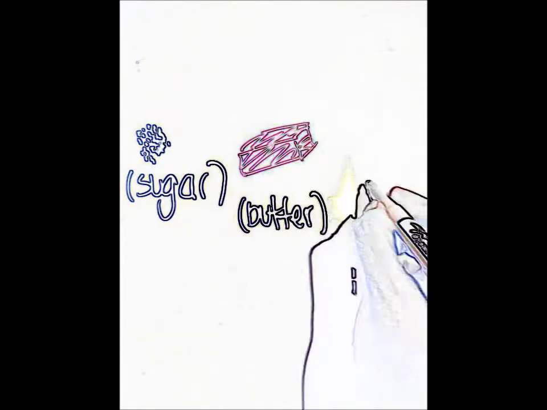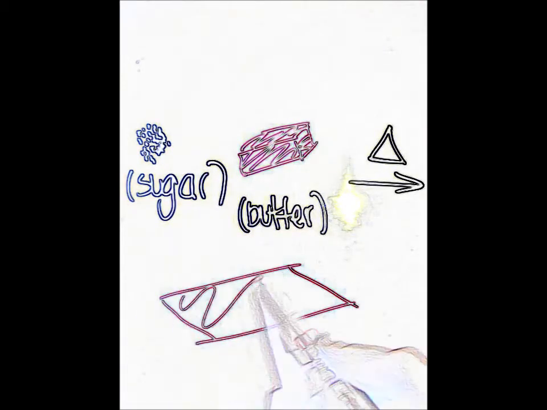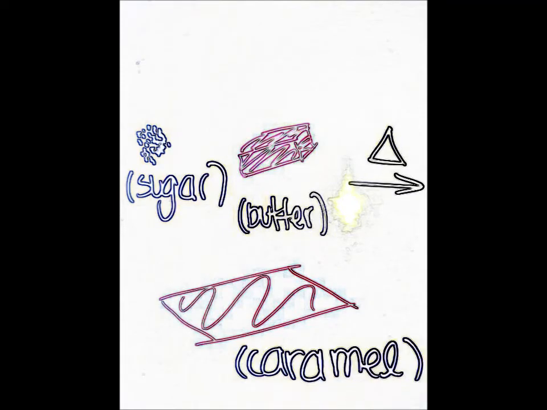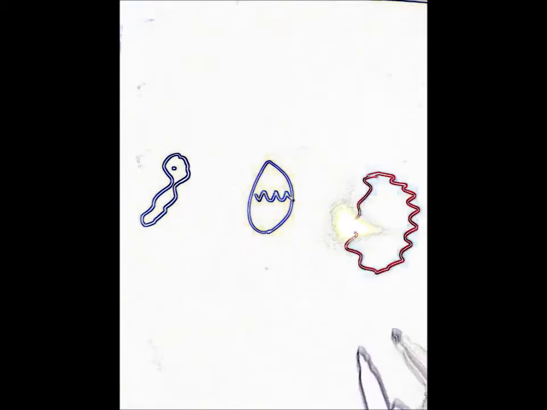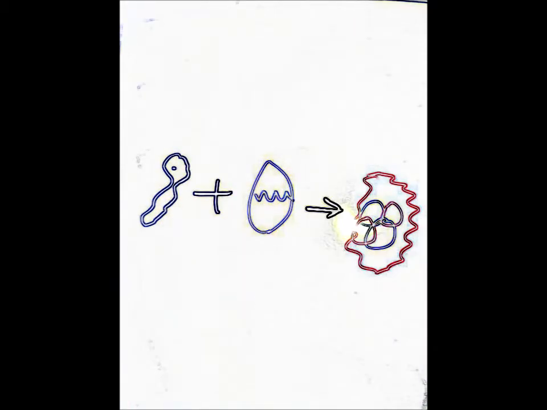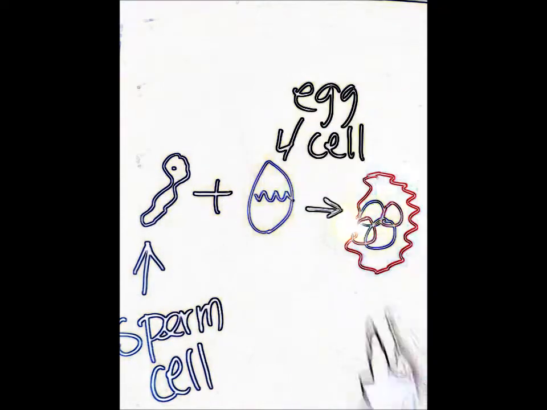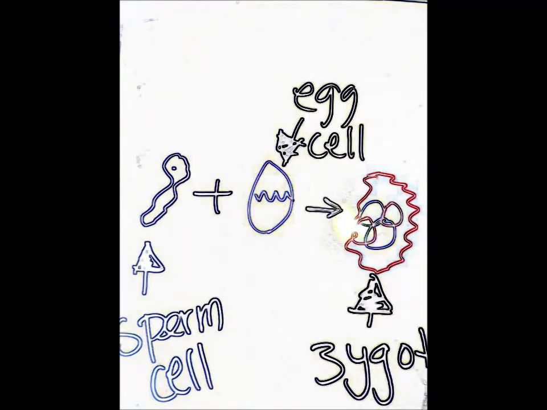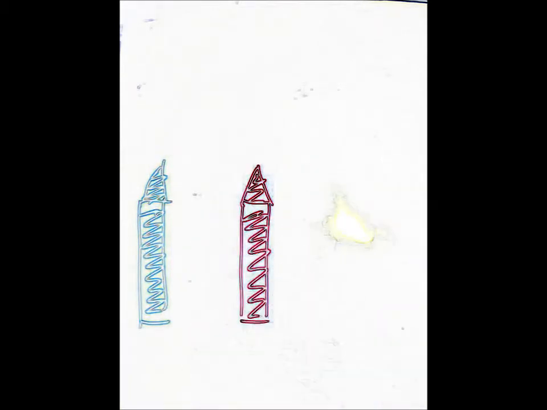General examples: number 1, sugar and butter create a synthesis reaction which creates caramel. Number 2 is in comparison to biology. Did you know that sperm cells and an egg cell make a zygote, which represents a synthesis reaction? And lastly, the color blue and the color red combine to make the color purple. This represents synthesis reaction as well.